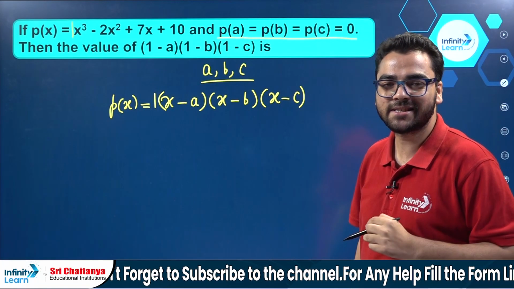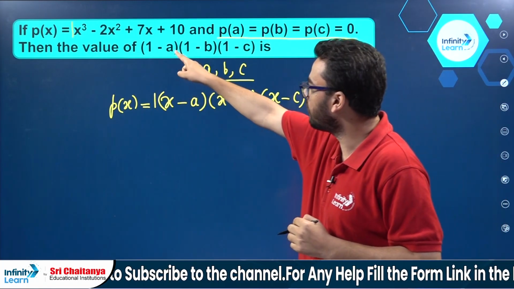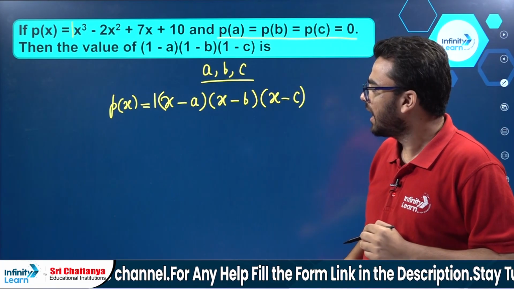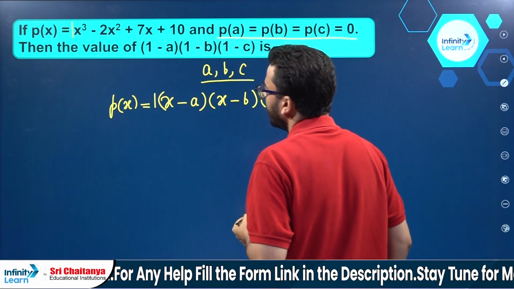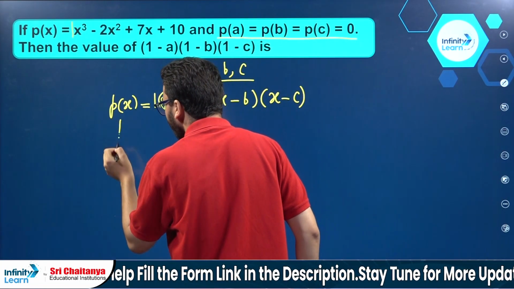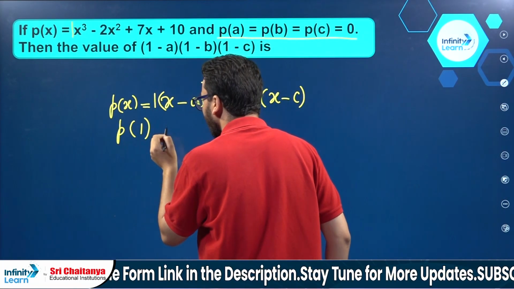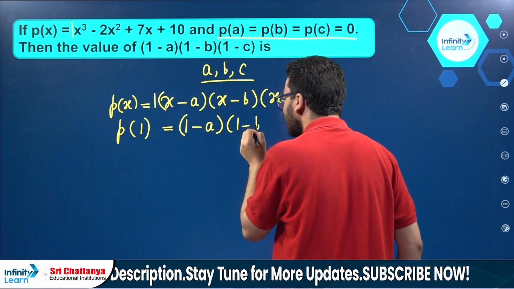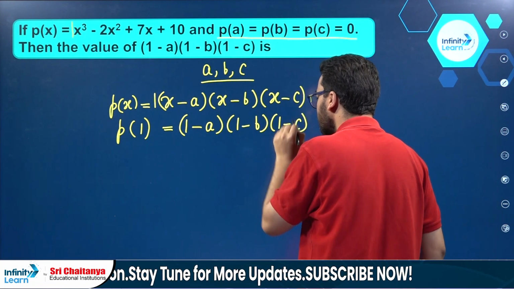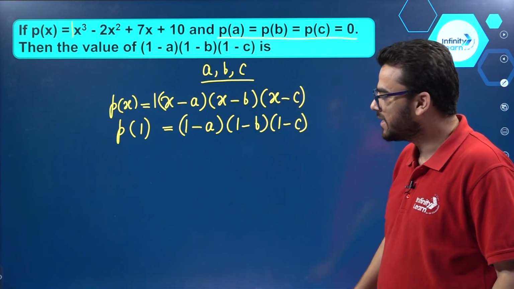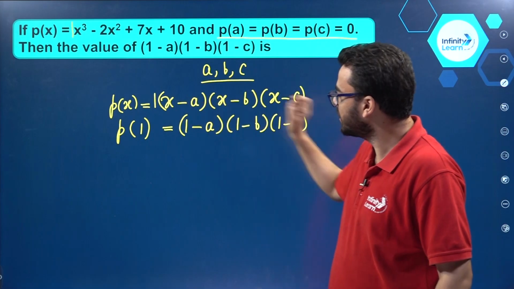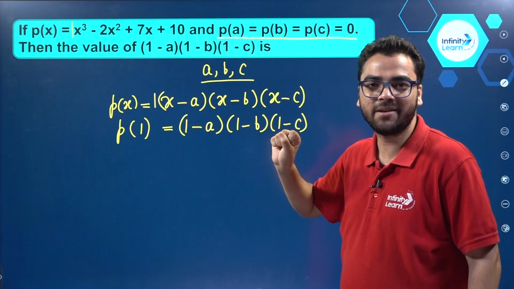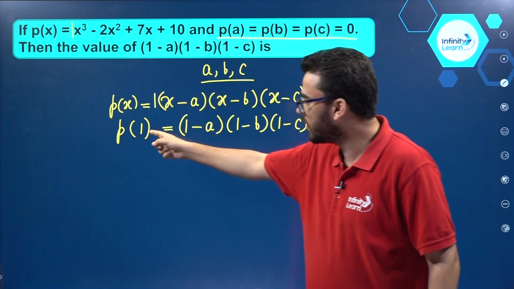And over here, it is given that you have to find the value of (1 minus a)(1 minus b)(1 minus c). So, just see that if I put x = 1 over here, I'll get 1 minus a, 1 minus b and 1 minus c, or not? So what does it mean? It means that if I'm putting x = 1 in the polynomial, we are getting this thing of which the value is required. It means the value of this thing is equal to P(1).